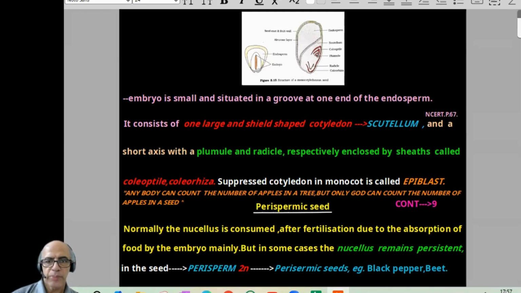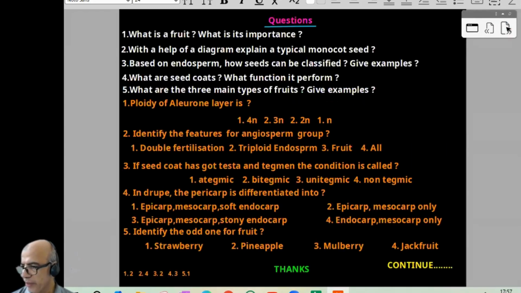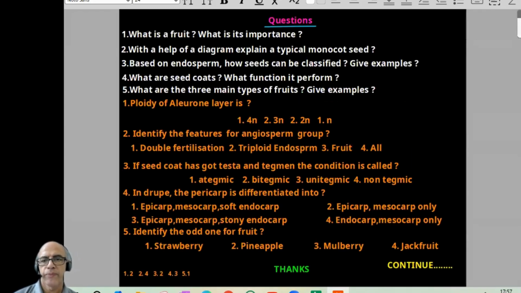Then we entered into perispermic seed, that is remnants of nucellus, not fully consumed. So the nucellus remains; nucellus is diploid, endosperm is triploid. And when remnants of nucellus persist in the seed, it is called a perispermic seed. Examples are black pepper and beet. Then 5 theory questions, 5 NEET model questions with the key. So hoping that it is clear to all of you.